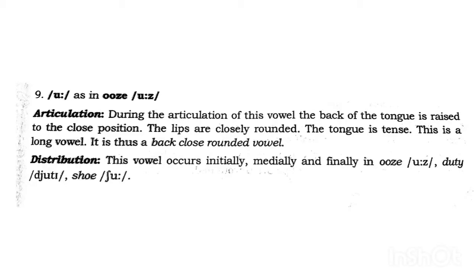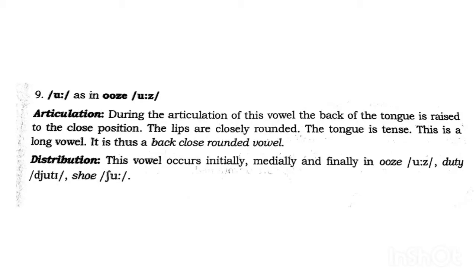The lips are closely rounded. Just observe your lips when you articulate ooze. It is not just rounded, it is closely rounded. The tongue is tense. It is not relaxed, it is tense. This is a long vowel, as you can see the symbol over there. It is thus a back, closed, rounded vowel.